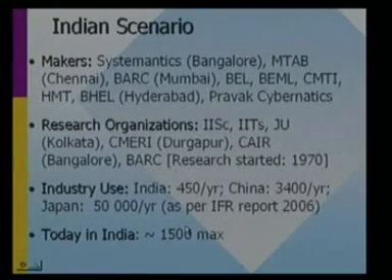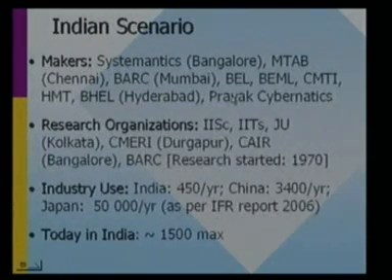Now, looking at the Indian scenario, for example, there are many companies and research organizations working. Kinematics India Limited, I have just shown their robots. There are other companies like MTAB, and BRC is a research organization. Then BEL, BML, CMTI, HMT, BHL, Provac Cybernetics. Many of them have initiated robotics activity for their own utilizations also.